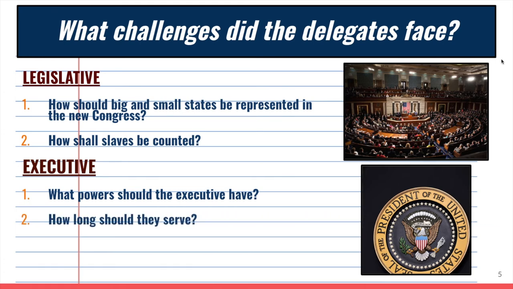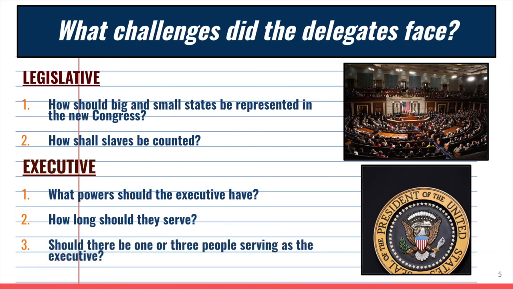Also, how long should the executive serve? If we're going to come up with a way of choosing or electing the executive, do we have them serve for life? Do we have them serve for 7 years? Do we have them serve for 4 years? Do we allow them to be chosen over and over again? Or do we put a limit on how long they can serve? All of these were very real questions to the delegates at the Constitutional Convention.